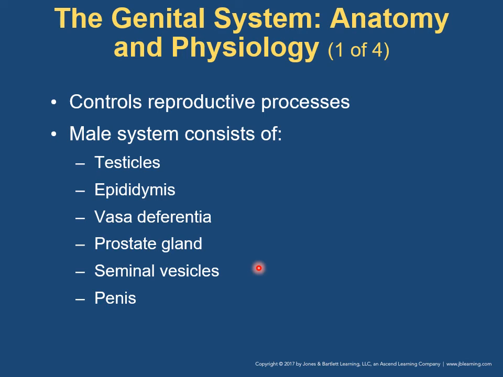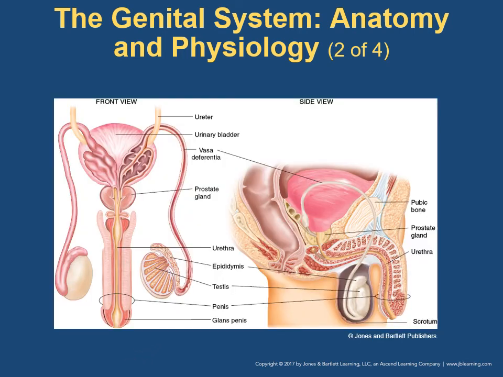Okay, anatomy and physiology of the genital system. The genital system controls the reproductive processes by which life is created. The male reproductive system consists of the testicles, epididymis, vas deferens, prostate gland, seminal vesicles, and the penis. These lie outside the pelvic cavity except for the prostate gland and seminal vesicles. It produces sperm and sex hormones, and the penis is also part of the urinary system because it contains the urethra.